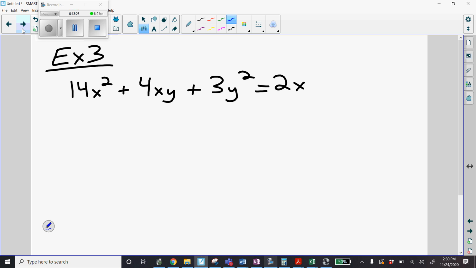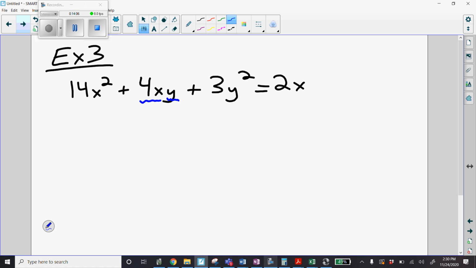So here I see 14x squared plus 4xy plus 3y squared equals 2x. Okay, now when I look at this one, there's something different about it, and it comes in that second term. I notice a 4xy. This is a product of two different functions. So I'm going to think of the first function as 4x, and the second function as y. So when I come to that part of my derivative, I'm going to have to execute a proper product rule here.